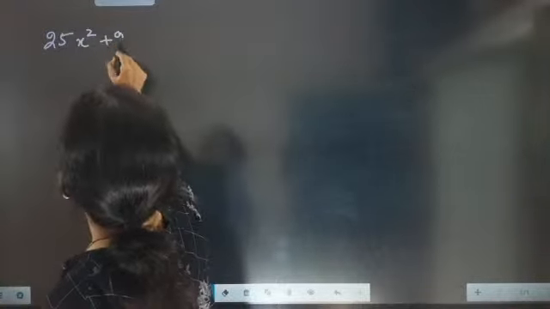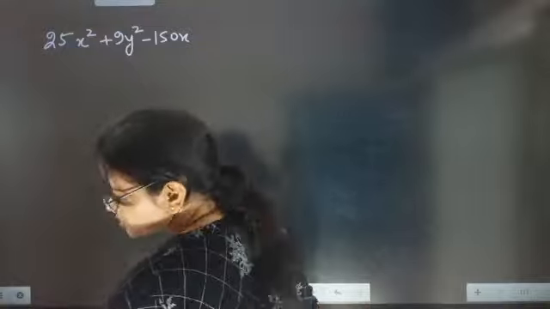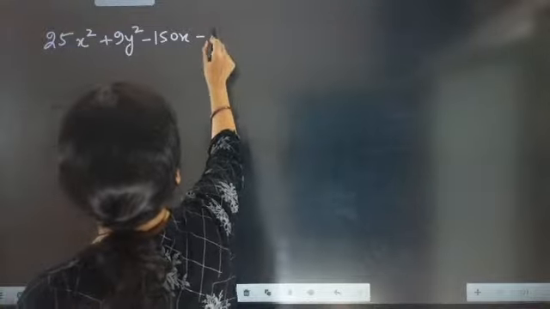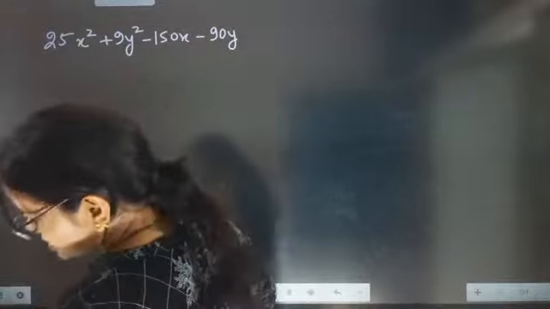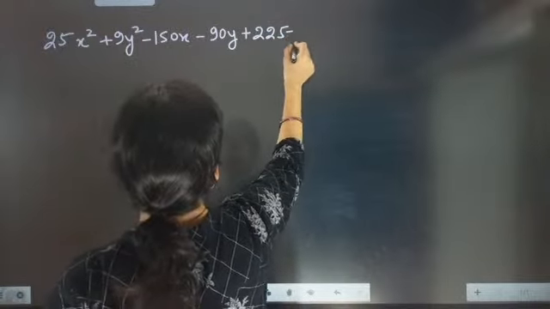Pooja, understood na beta? One question I am doing beta. Again I am giving one more question. Pooja, go for this question beta. 12x square plus 9y square plus 9y square minus 150x minus 90y plus 225 equal to 0.